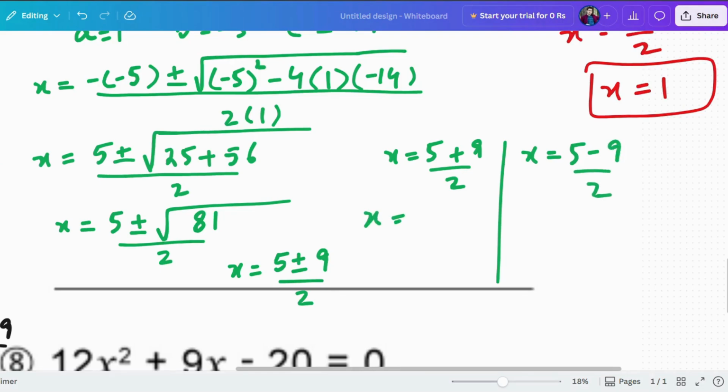So this way I will get 14. Like 5 plus 9 is 14. 14 divided by 2 is 7. For the second one, I will put it as 5 minus 9 is negative 4. Negative 4 divided by 2 is negative 2.